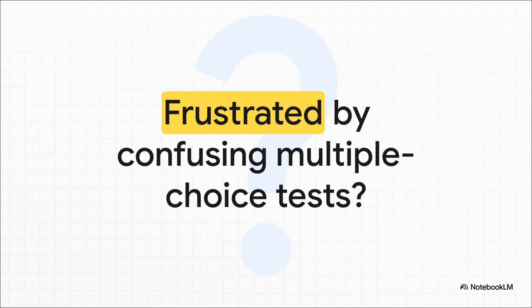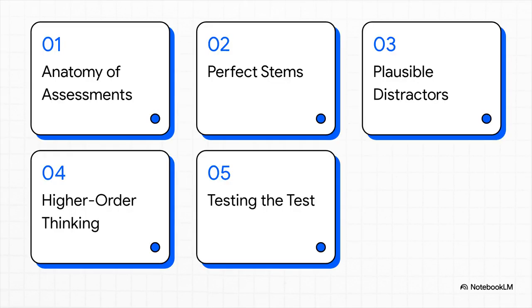But today, we're unpacking the exact blueprint to build fair and highly effective assessments. We're going to tackle this masterclass in 5 modular steps: anatomy of assessments, crafting the perfect STEM, designing plausible distractors, assessing higher-order thinking, and finally, testing the test itself. Let's get into it. Section 1.